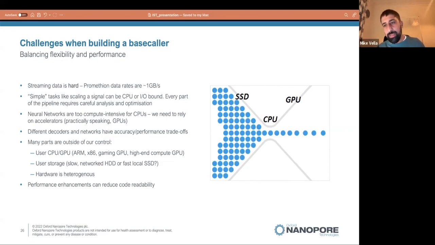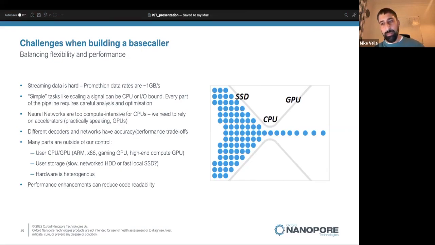Different decoders and different networks have different accuracy and performance trade-offs, and many parts of this problem are out of our control. We don't just insist that customers run our software on our platforms. We allow customers to run our software on their own GPUs, on their own hardware. And this inherently makes the engineering problem a lot harder, because of things like user storage. If a customer is running on networked hard disk drives, that's going to present challenges which we need to overcome, or we need better diagnostics to make sure that when a customer has an issue, we can identify it quite quickly.